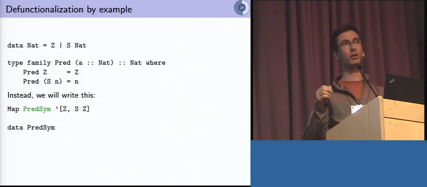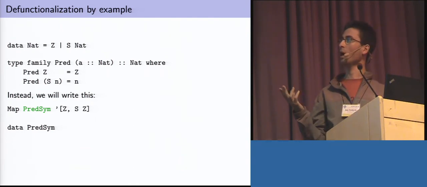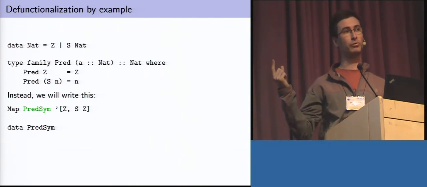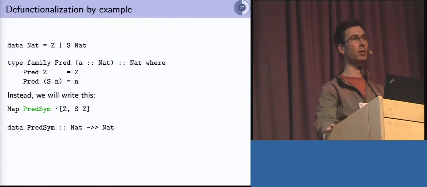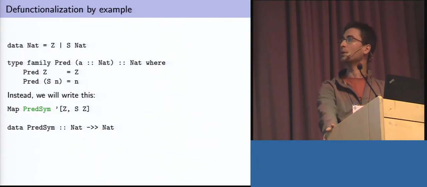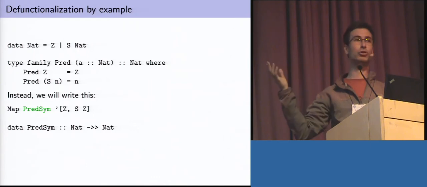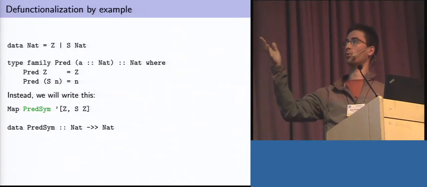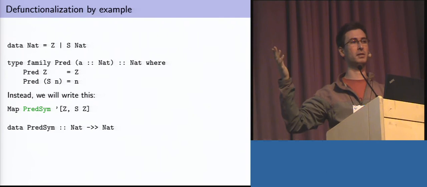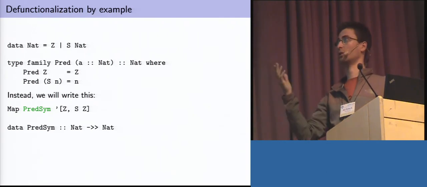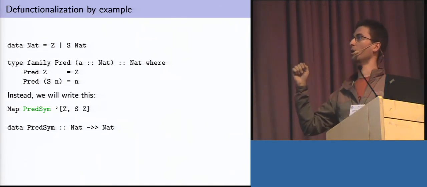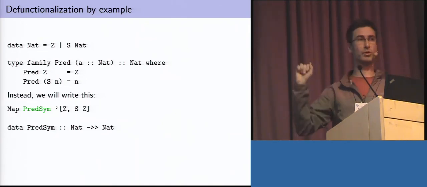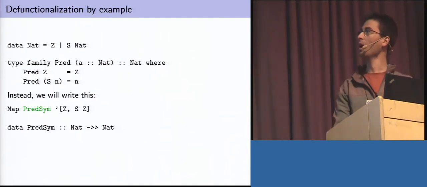So we will declare the symbol to be an empty data type. The important thing about this symbol is the kind that we assign it. We assign it the kind Nat double arrow Nat. The double arrow will be a kind of type-level functions that are neither injective nor generative. In this case, we say that the pred symbol is a function from natural numbers to natural numbers. I don't present the encoding for the double arrow because it's pretty obscure. It's easier to use this notation here in the slides.